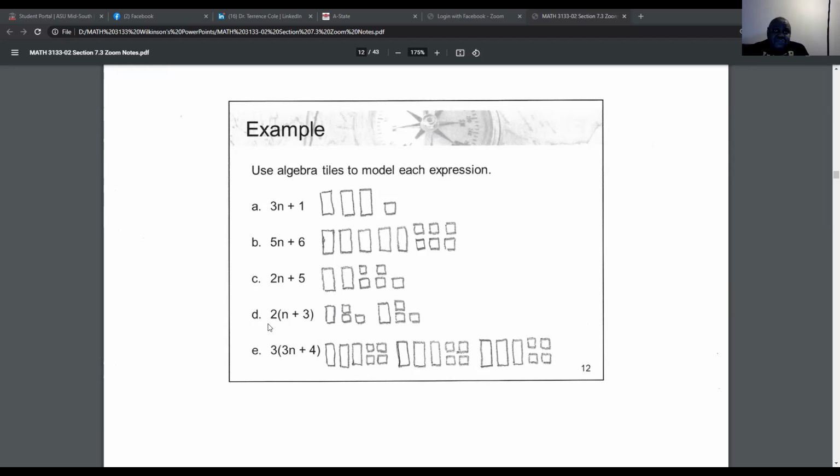Now you could use the distributive property here to say 2 times n, that's 2n, plus 2 times 3, that would be 6. That would represent 2n plus 6. So you'll see I had 2 n tiles and 6 1 tiles.